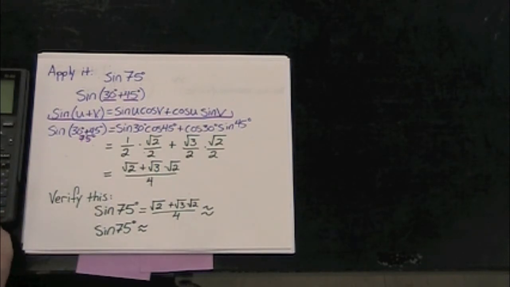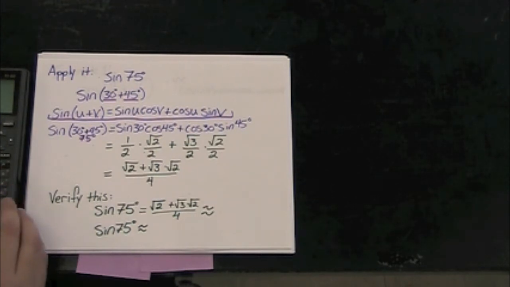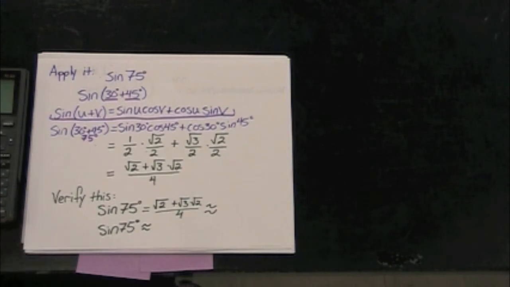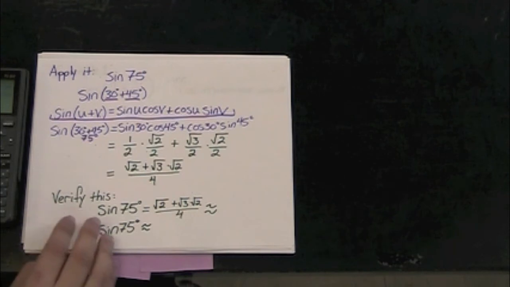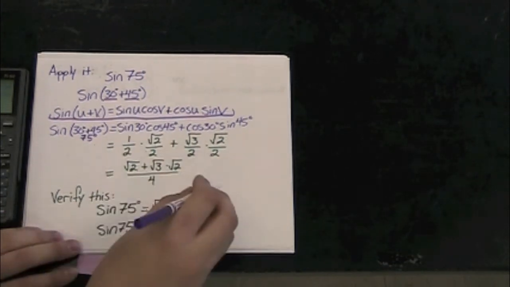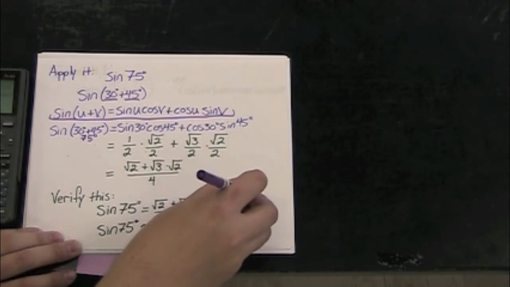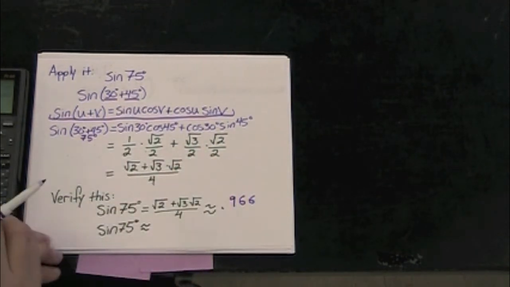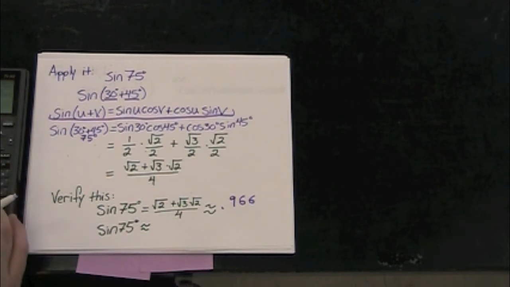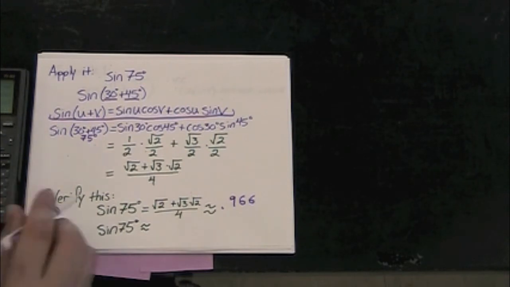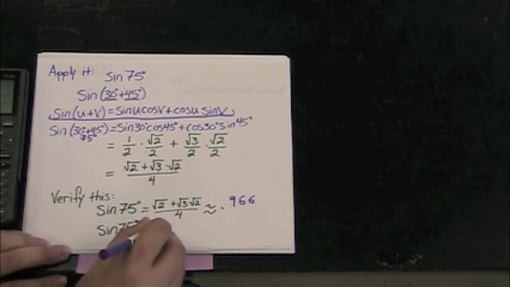And we can verify this. If on a calculator I type in the square root of 2 plus the square root of 3 times the square root of 2, and then I divide by 4, I get an approximation of 0.966. If I check this by calculating the sine of 75 degrees, I should get the same answer, and I do.